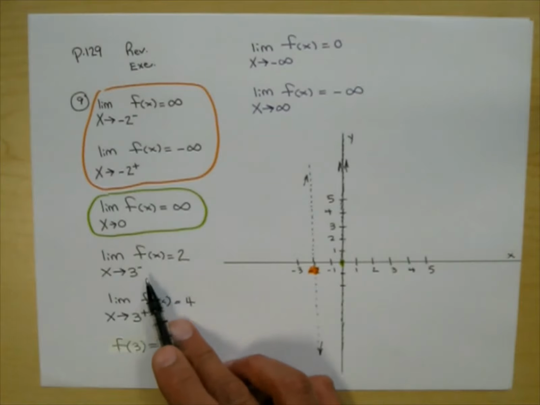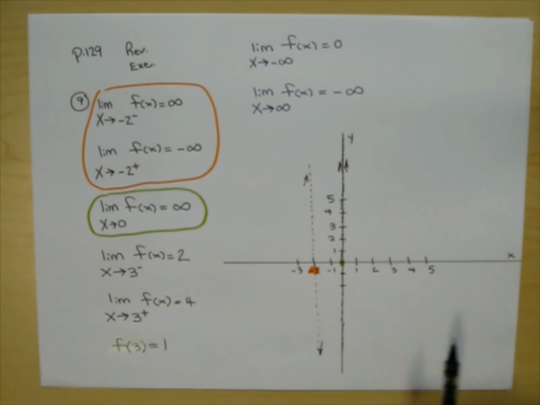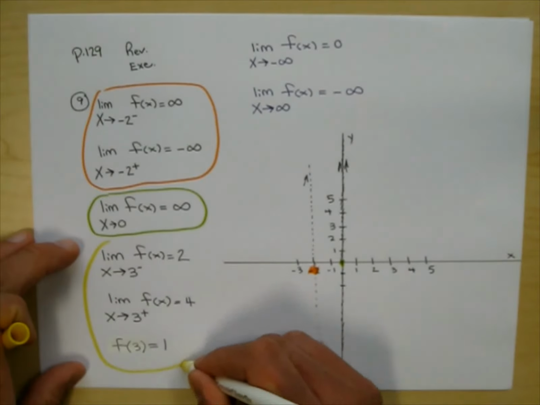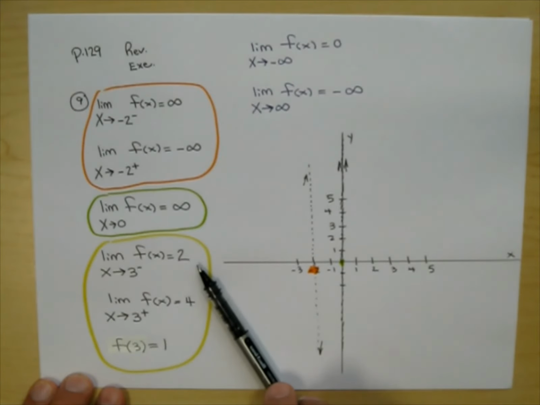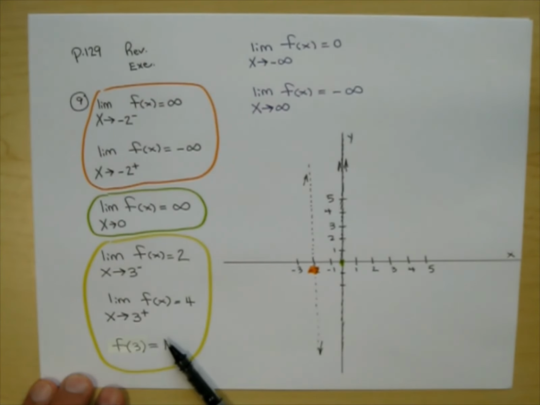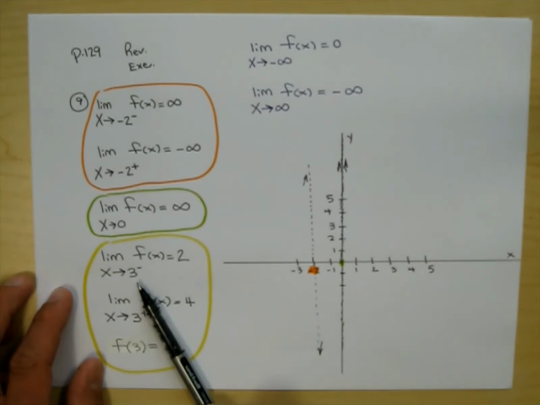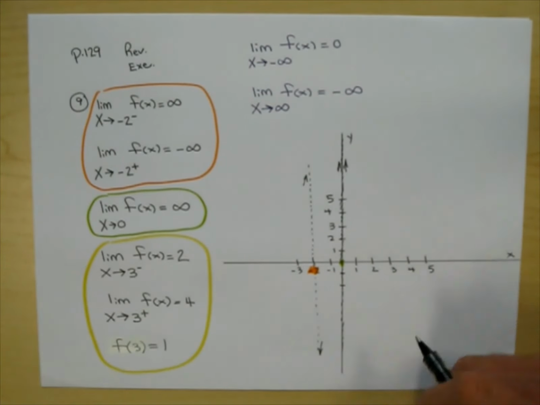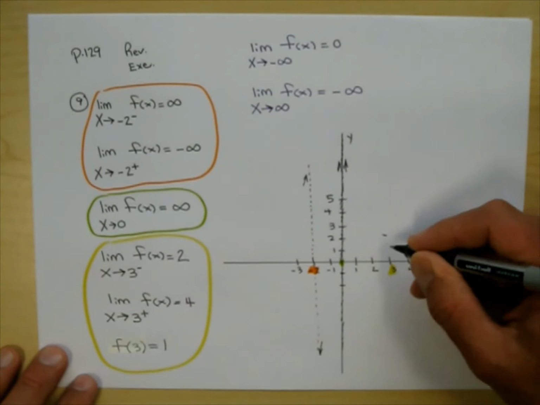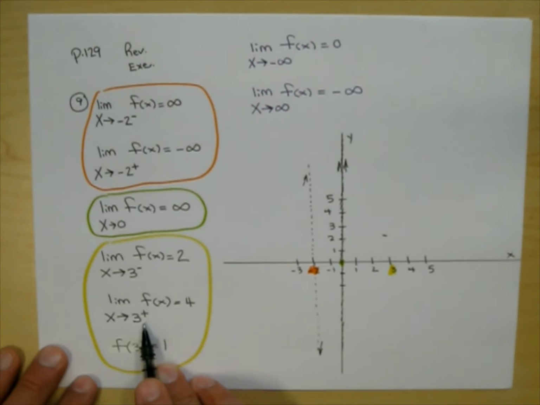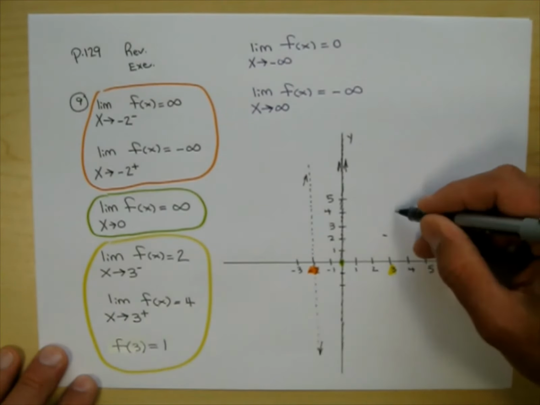Okay, now we're investigating 3 from the left, 3 from the right, and 3. So we'll circle this in yellow. There's no infinities here, so we know there's not going to be vertical asymptotes. It says, as you approach 3 from the left, it is 2. So here is 3. We'll color that in. From the left, it is 2. So we're going toward 2 from the left. As you approach 3 from the right, it is 4. So as you approach it from the right, it's 4.